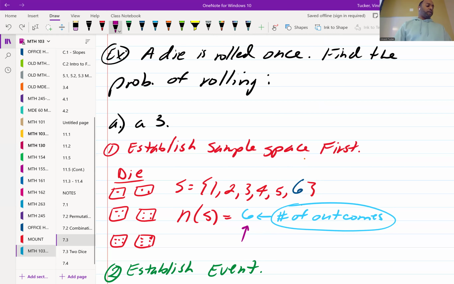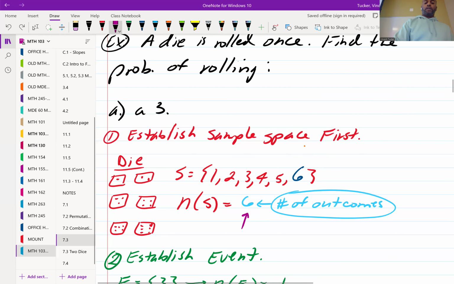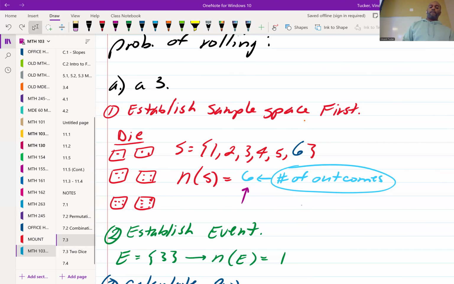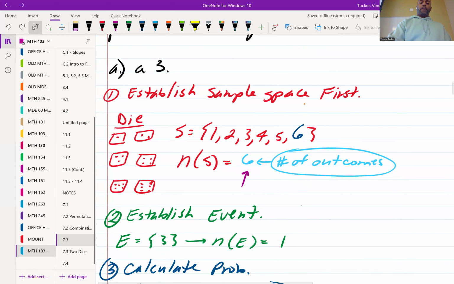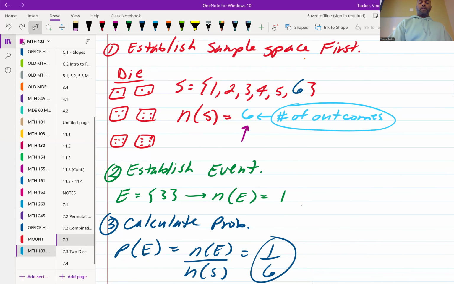So you establish your sample space first. Whenever dealing with probability, you want to establish your sample space first. Then we look at our event. Our event is rolling a 3. When we look at our sample space, you notice there's only one 3. So my event number is 1. And now we can calculate the probability, placing the 1 over 6. So we have a 1 out of 6 chance of rolling a 3.